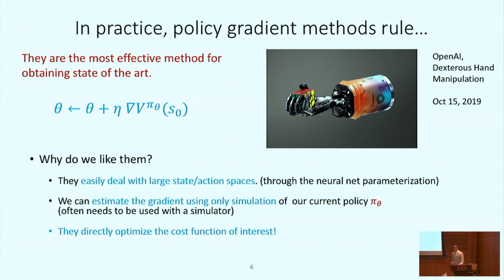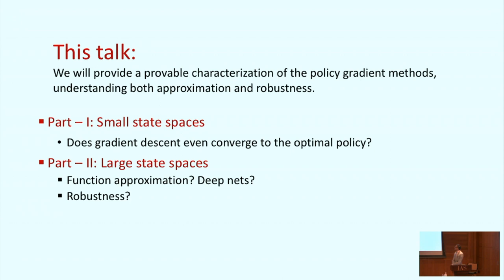And this talk is really about trying to get a provable characterization of these methods to see why they're good and what their shortcomings are. Because they are the bread and butter tool we have. They're dealing with large state spaces. We're seeing lots of successes. Yet we have very little in the way of characterizing their behavior, even in small state spaces. So we're going to start by looking at small state spaces where you might expect convergence to the globally optimal policy, and we'll look at that case.